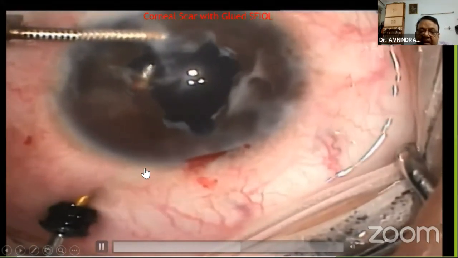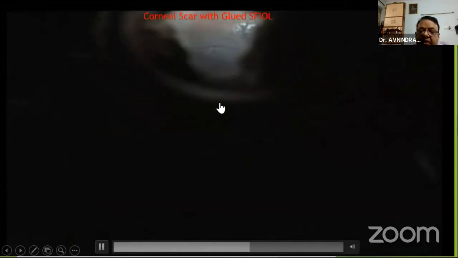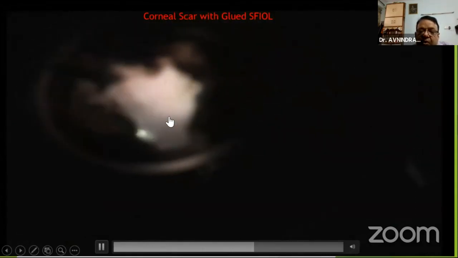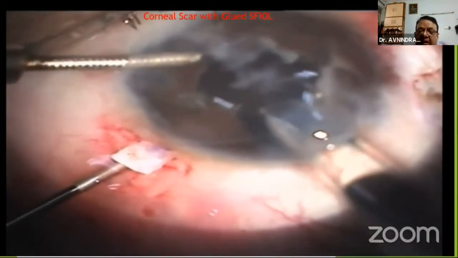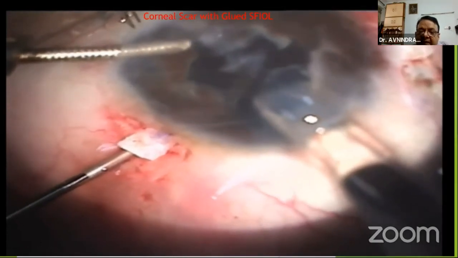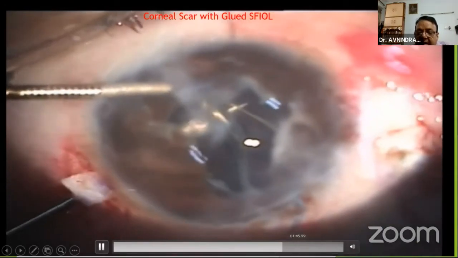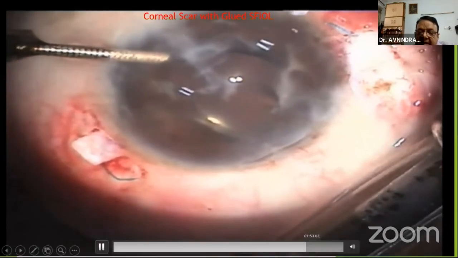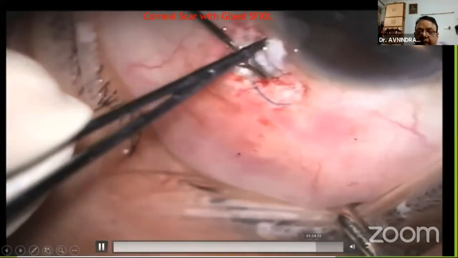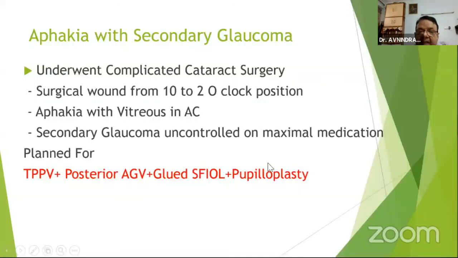A light pipe is introduced to examine the status of the posterior pole, and you can see the posterior pole appears good. So I then decided to go in for a secondary glued IOL implant. The lens was injected with the 23 gauge injector. The haptics were externalized. Once both haptics are externalized, they are internalized into the chariot tunnel. And you can see the post-operative picture, a well-centered IOL, and the vision improved to 6/18.